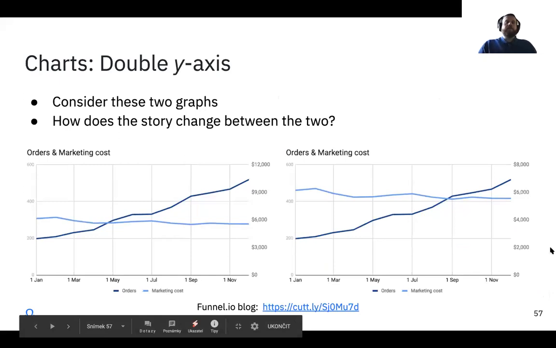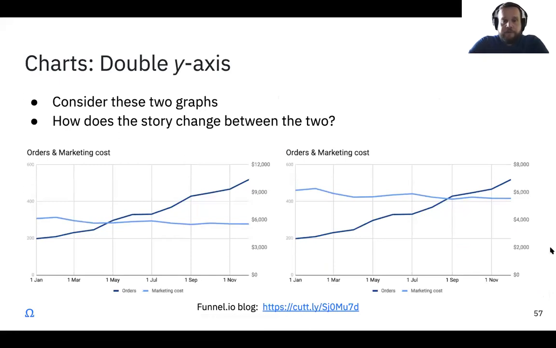Then there's the issue of the double y-axis. So if we consider these two graphs, they seem all right. They have properly labeled axes and titles, we know exactly what they're showing, and now we want to understand how the story changes between the two plots, what happens on the left, what happens on the right.